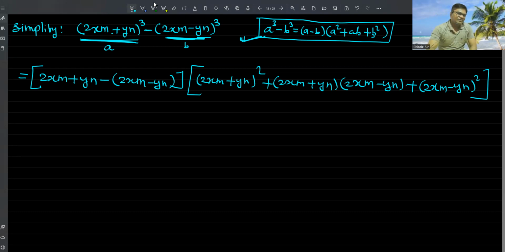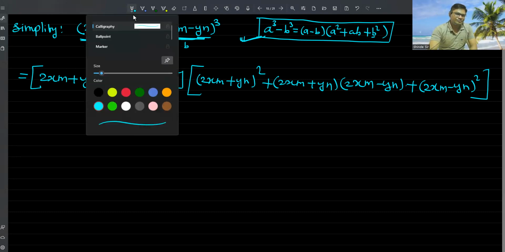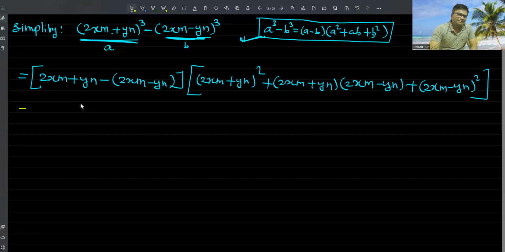Now let us simplify the first bracket. I'm going to write 2xm plus yn as it is, like this, 2xm plus yn. Now this negative sign will multiply both the terms in this parenthesis. So the multiplication of minus and 2xm will return us minus 2xm, and minus 1 times minus yn will return us plus yn. All right.